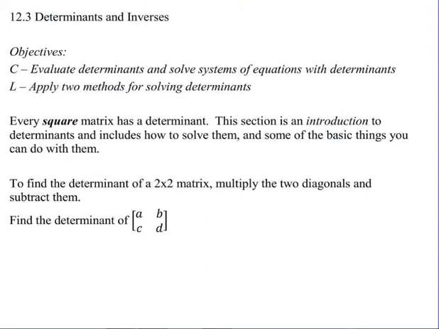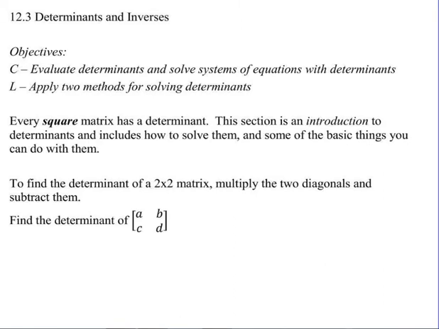Section 3 in our matrix chapter deals with things called determinants and inverses. Determinants are a useful property of matrices. Unfortunately, in Algebra 2, we don't really get into how they're useful, but at least you're going to learn how to do them by hand. This section is an introduction to determinants and includes how to solve them and a couple of the basic things you can use determinants for. They're kind of handy. Also, we're going to talk about inverses, but that's later on.